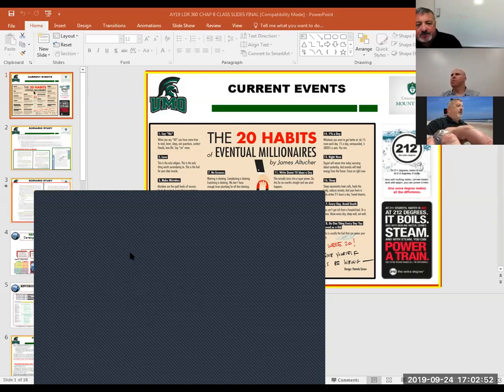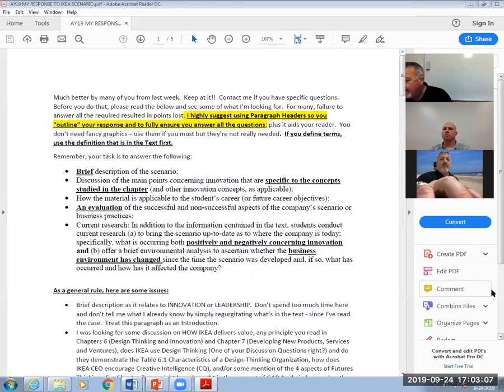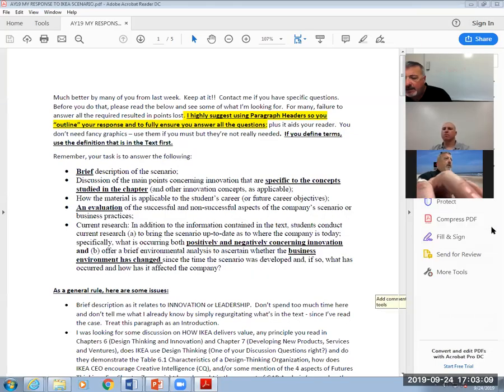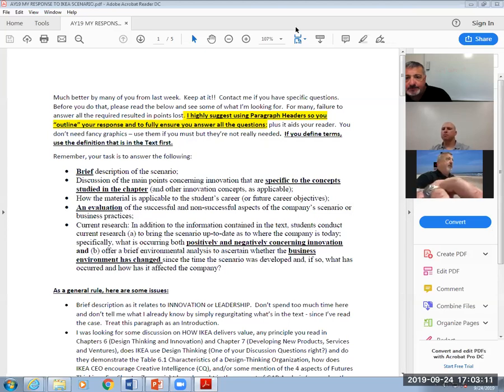So in the response on the IKEA scenario, you would have had something that started to look like this. Let me do the share. Okay, do you see a Word document there? All right. And most people are getting it.